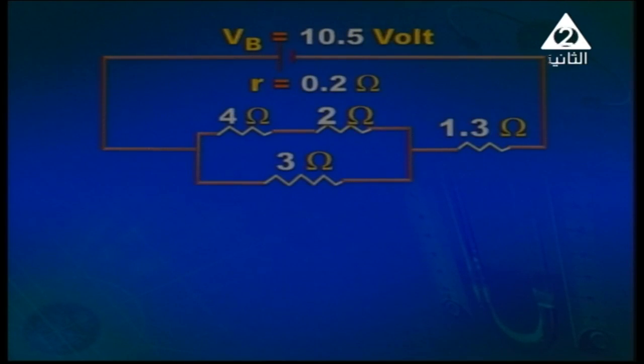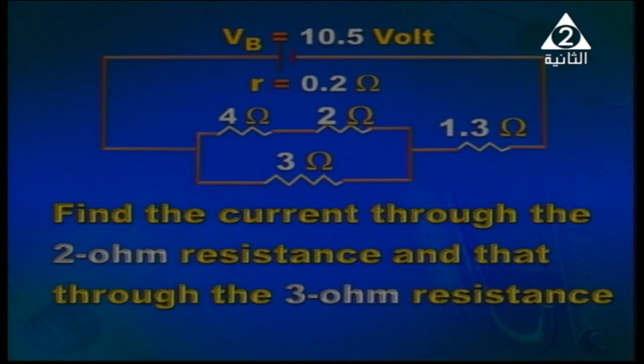In front of you, you've got a circuit which consists of a 10.5 volt battery of internal resistance 0.2. We've got 2 resistors connected in series, 4 and 2, and both of them are connected to a 3 ohm resistor. And the parallel combination is connected in series to 1.3 ohm. Find the current through the 2 ohm resistance and that through the 3 ohm resistor.